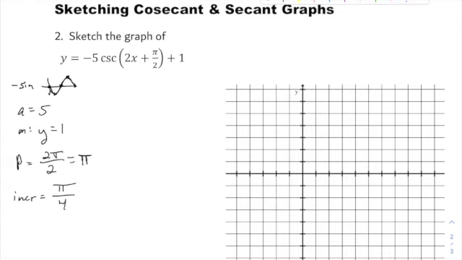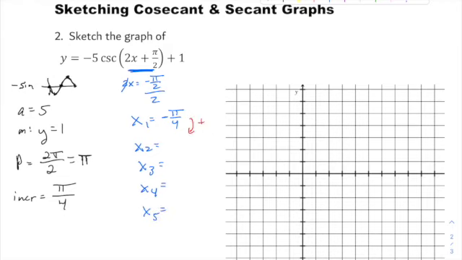To get x1 here, you do have a phase shift, but you also have that coefficient of 2, so just be careful. When you set that equal to 0, you're going to get 2x equals negative pi over 2, divide by 2, and your first key point, x1, the start of the cycle, is going to be at negative pi over 4. So again, these numbers kind of worked out nicely, that the increment is pi over 4, and the first key point is at negative pi over 4, so you've got common denominators already.